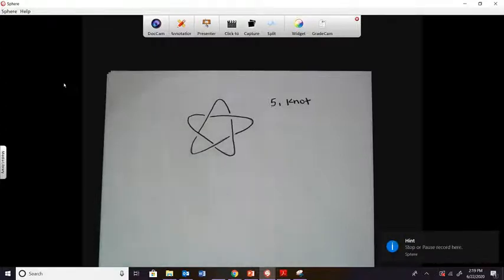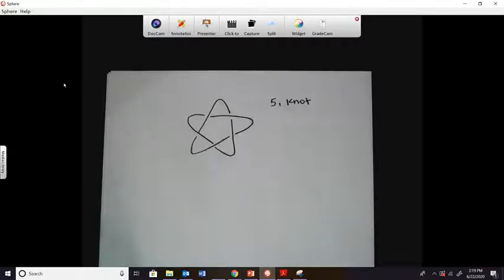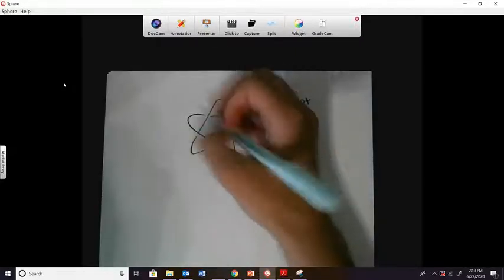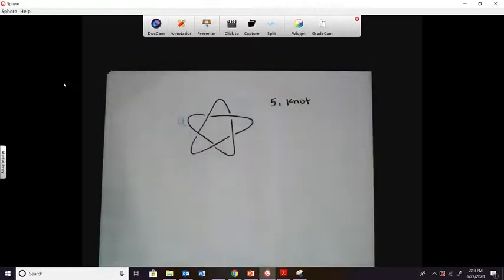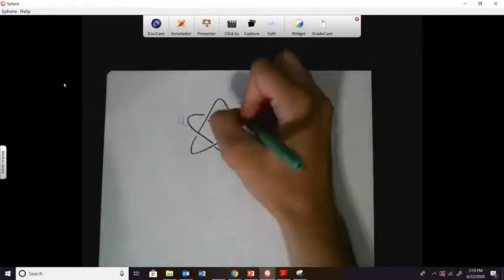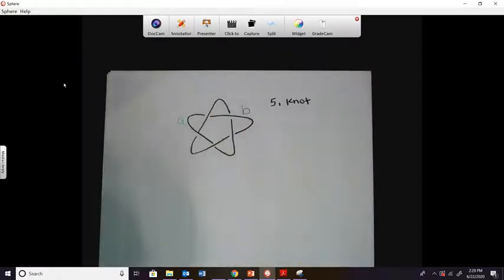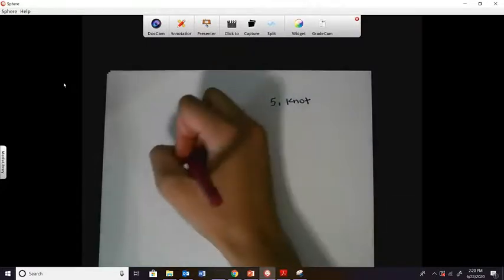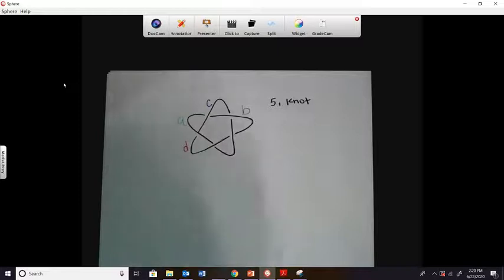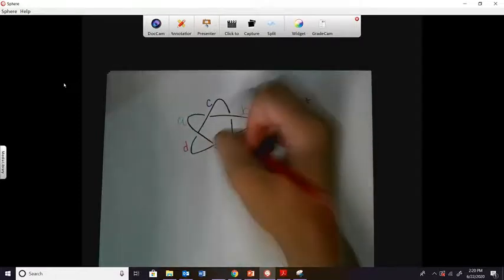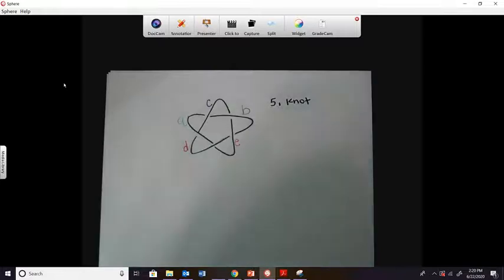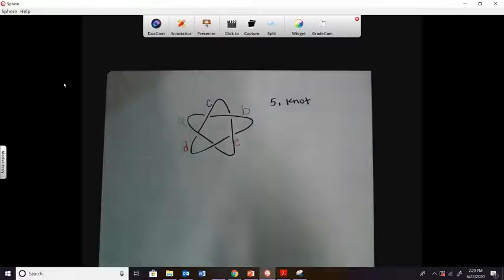I'm going to walk us through an example of how to actually find this module n. So I'm going to start with the 5, 1 knot here, and I'm going to start by labeling my arcs. So this first arc that I see, I'm just going to label as A, and then I'm just going to pick B and C, D, and then E. Now, it really does not matter what I pick to be A, B, C, D, and E. It will work exactly the same with a different setup.